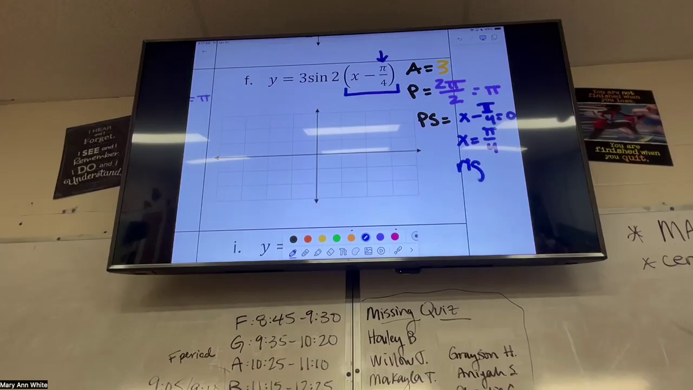When it's inside the parentheses, we do the opposite of what it is, but since I've moved it out, we're going to move right. So we're going to move right, pi over 4.